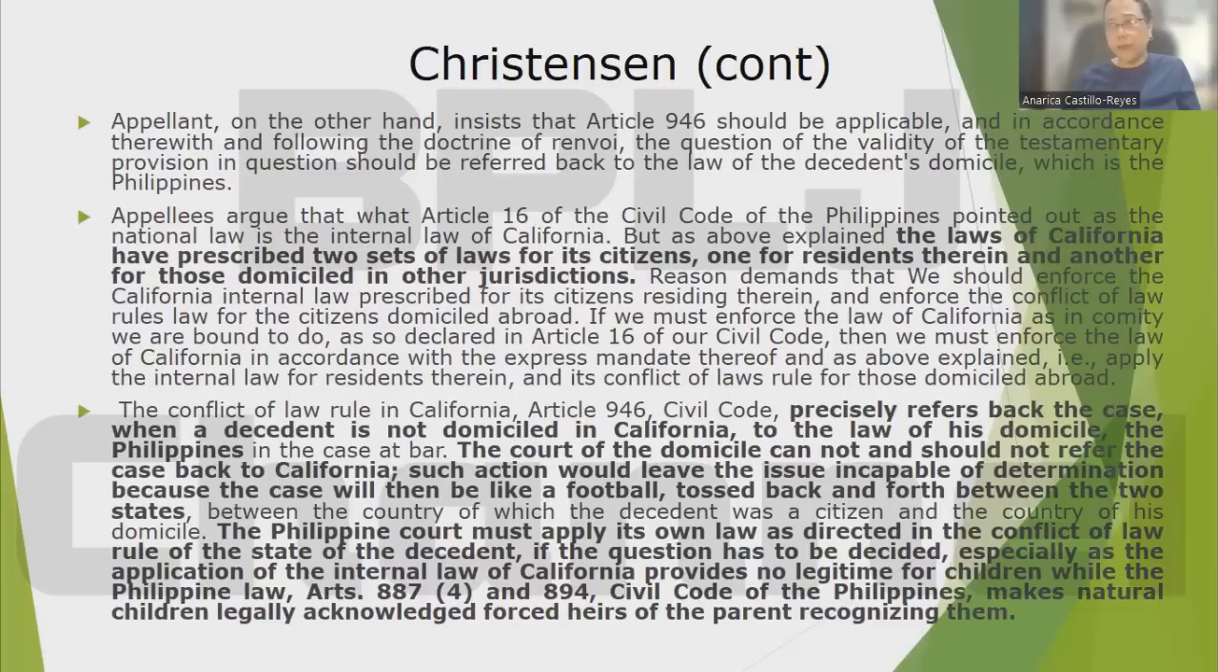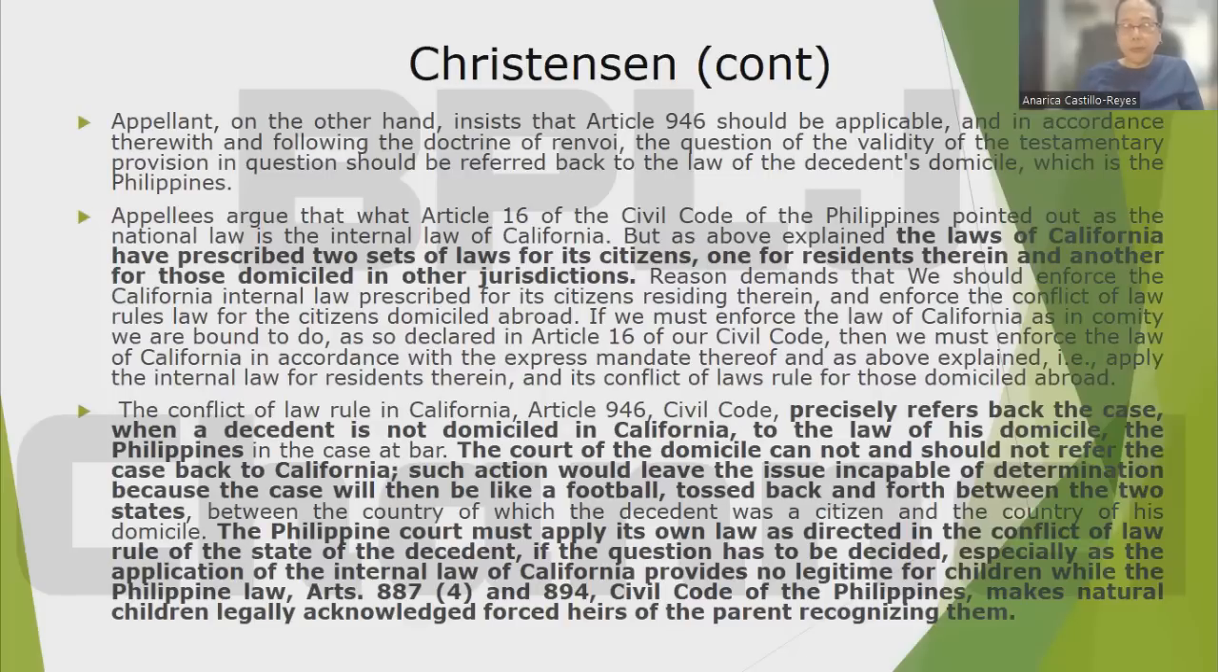The laws of California state that it is the laws of the domicile that should govern. So the conflict of law rule in California precisely refers back the case, when a decedent is not domiciled in California, to the law of his domicile, the Philippines. So the court of domicile cannot and should not refer back the case to California. Such an action would leave the issue incapable of determination because the case will then be like a football, tossed back and forth between the two states.